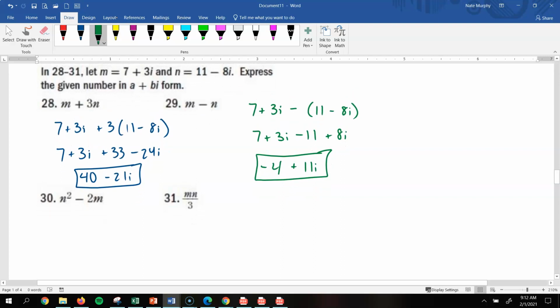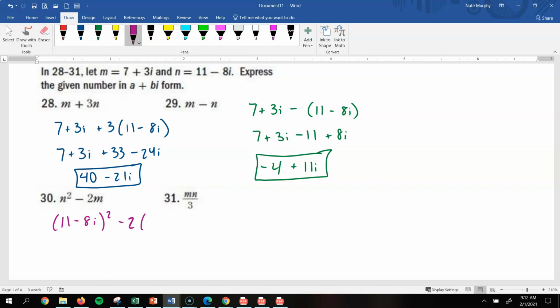All right, let's look at number 30. So number 30, we have n squared. So it's going to be 11 minus 8i. That's going to get squared. Minus 2 times m. m is 7 plus 3i.